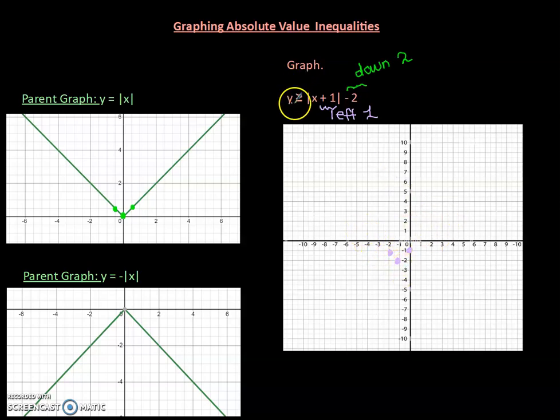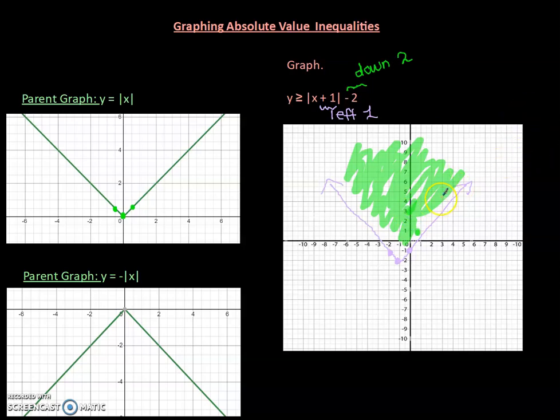Notice this time it has an equal sign underneath the inequality, so I'm going to connect with a solid line. And then it says y is greater than or equal to, so I'm going to shade above the graph. Any one of those points will work.